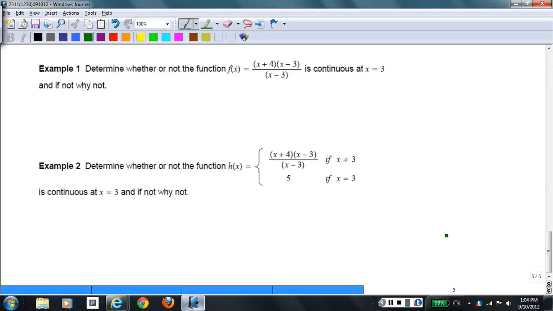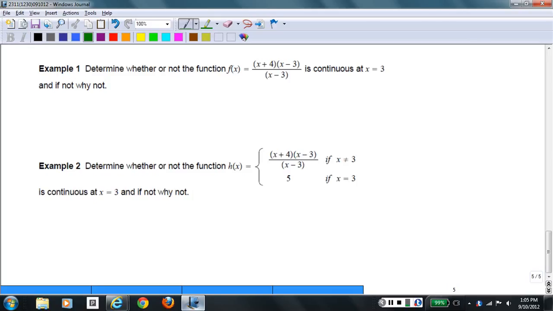f of x equals (x plus 4)(x minus 3) all over x minus 3. I've gone ahead and factored the numerator. A lot of times you'll see this problem, and the numerator will be, what, if I FOIL that in my head, x squared plus x minus 12, and then you just have to factor the numerator and realize that x minus 3 is a common factor to both the numerator and denominator.